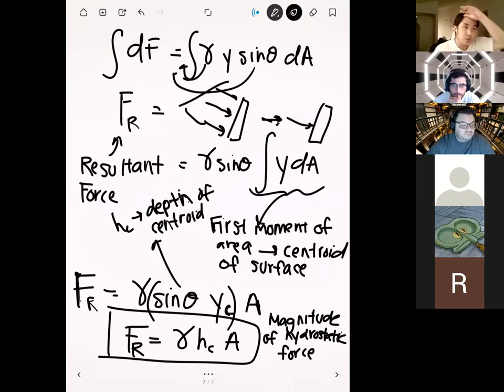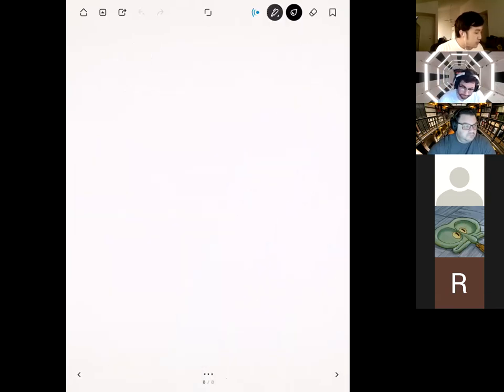Hopefully it'll be more clear once we do an example, but we have to do one more thing before we do an example. The important thing for the magnitude is that the hardest part is to find the centroid of your surface, find its depth, and then multiply by A times gamma, and that gives you the resultant force. Okay, all right, thank you. Okay, so let's move on. That's the magnitude of the resultant force. Now let's talk about location.